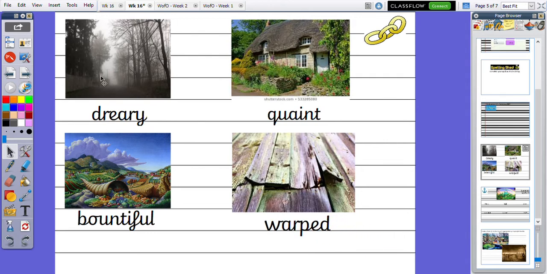Okay, so as we can see here, this picture is quite dull and depressing. It's quite drab. Here we can see this is quite unusual or old-fashioned. So thatched roofs are quite old-fashioned. That's how house roofs used to be in some places. Bountiful, you can see here it looks like farmers' fields filled with lots and lots of food. So there's plenty of it. And then here you can see the wood has been bent slightly. It's come away because it's changed its shape. So we could describe that as warped.